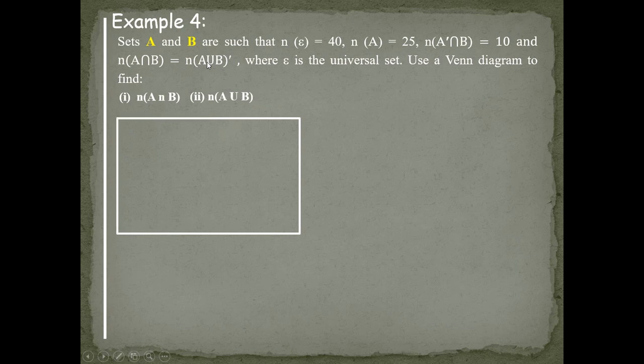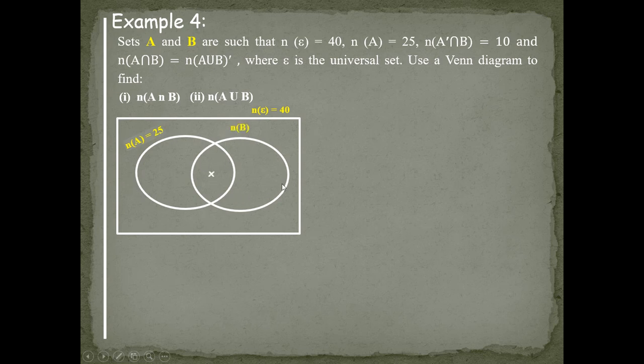So we draw our universal. That is our first set, our second set. The universal is 40. The number of A is 25. I said when you say A, it doesn't mean this part, it means the whole of this part. This is set A. Once I say set A only, then I'm referring to this. So this is A only. And this is A, so the whole of this part is A. A only is this. But we've been given A. So this is the number of A, which is 25.